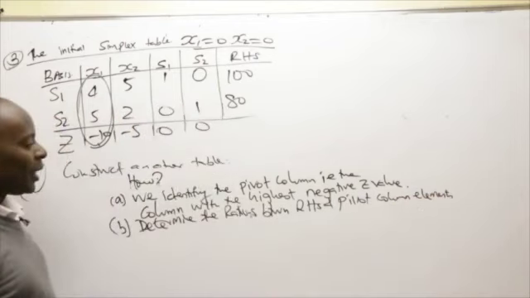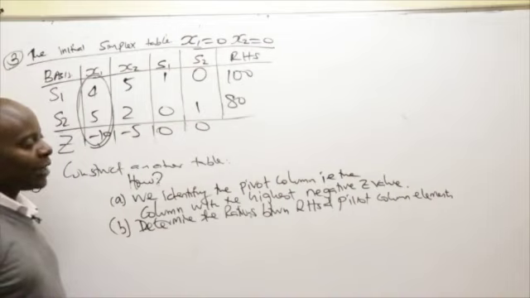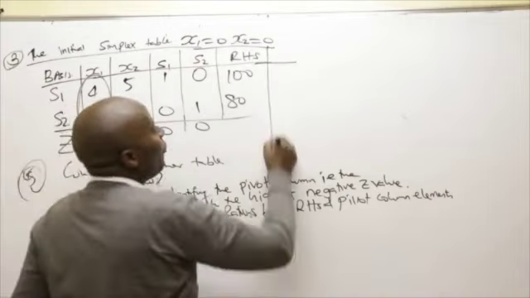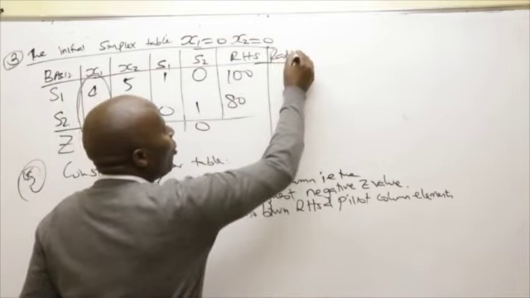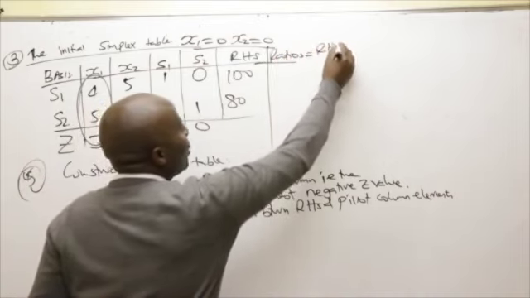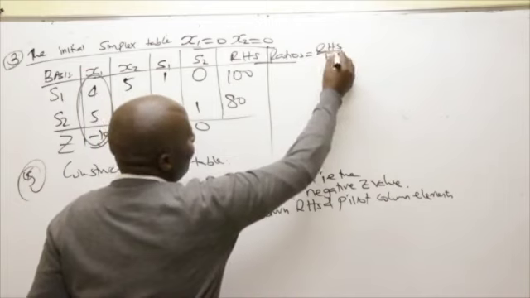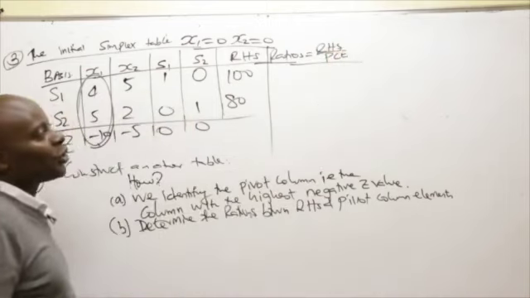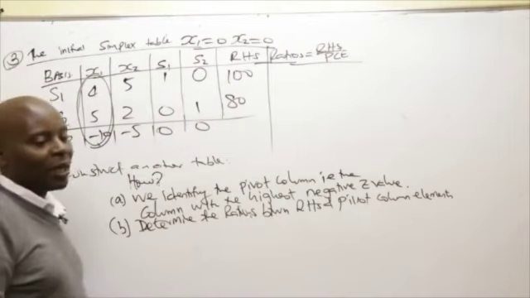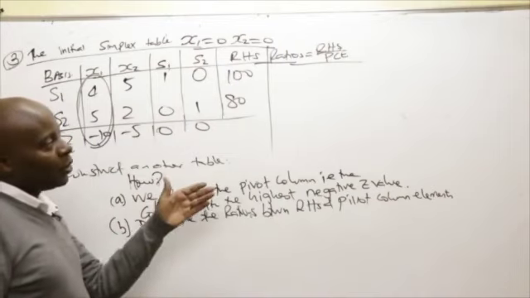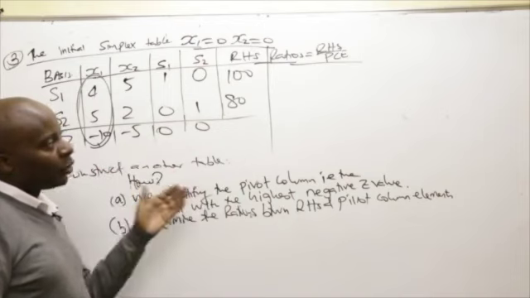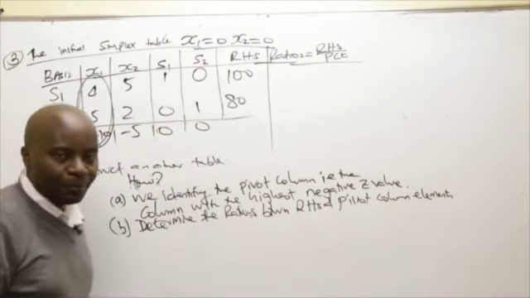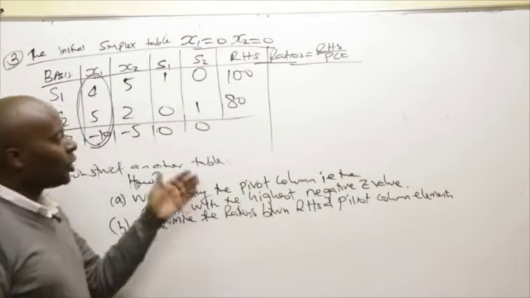So you determine the ratios between RHS and the pivot column element. Let's create a column here for our ratios, where our ratios will be RHS divided by pivot column elements. You take right-hand side values divided by pivot column elements. So please divide this for us.